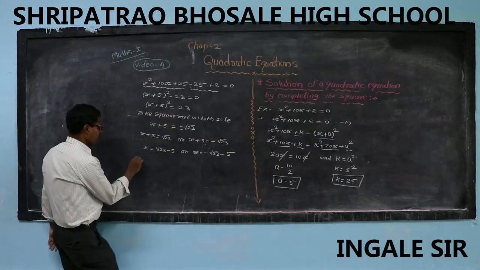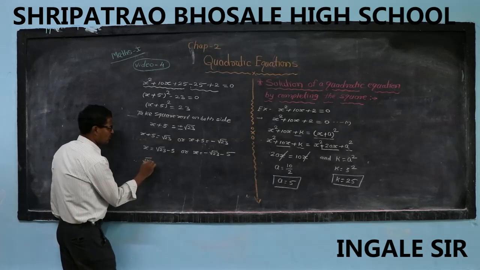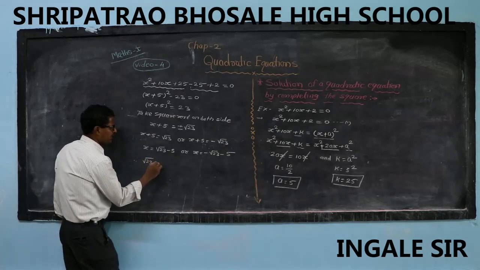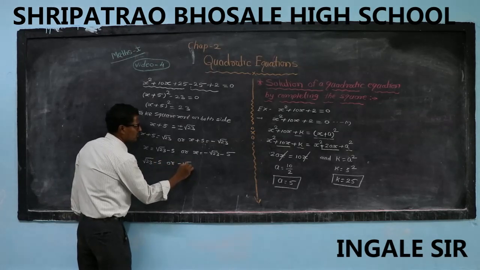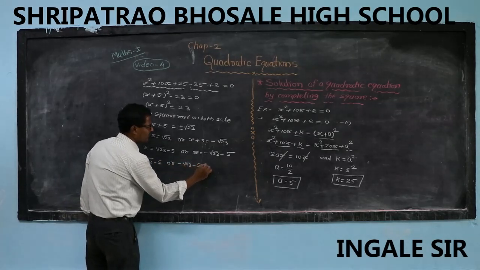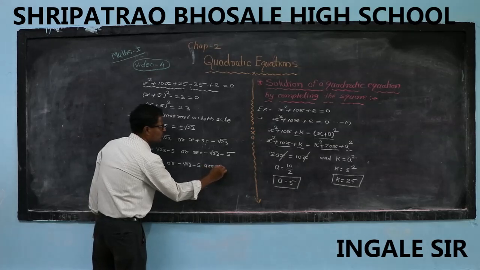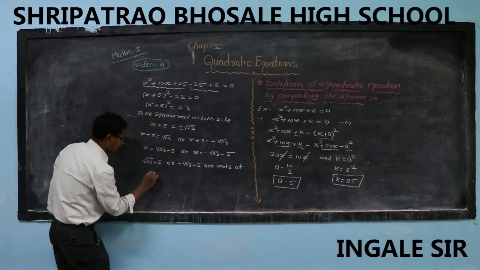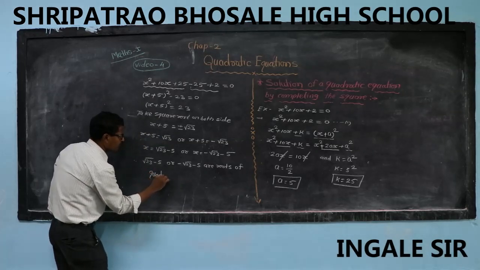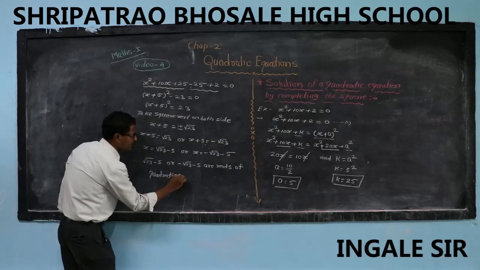So here √23 − 5 or −√23 − 5 are the roots of the quadratic equation.